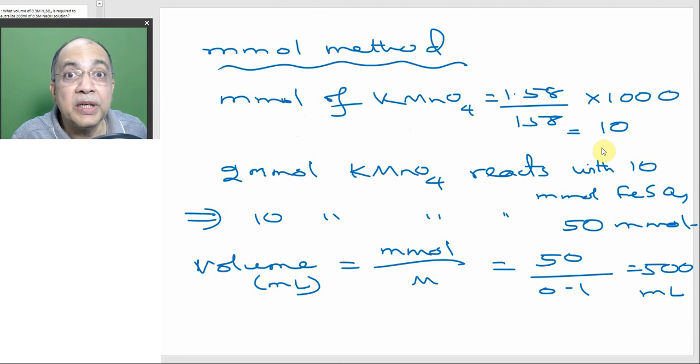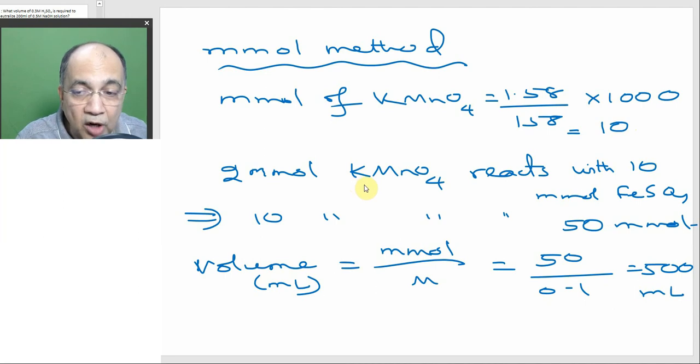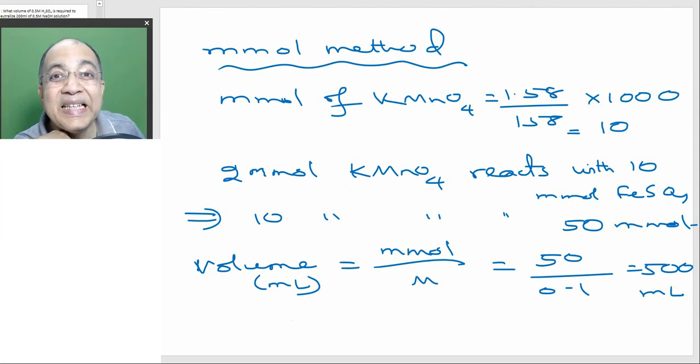And if you want to kill milli, then you have to divide. Supposing I want to convert 10 millimoles into how many moles? So 10 by 1000, that is 0.01. So if 2 millimoles of KMnO4 reacts with 10 millimoles of ferrosulfate, then 10 millimoles will react with 50 millimoles. Then the volume of the solution in milliliter is the number of millimoles by molarity. It is 50 by 0.1. So directly you are getting the volume in milliliters.